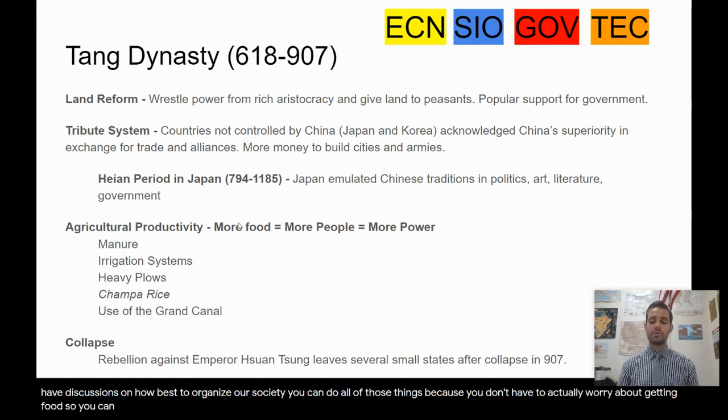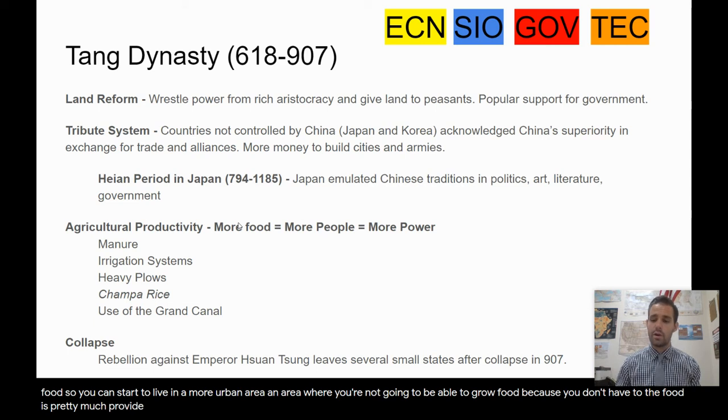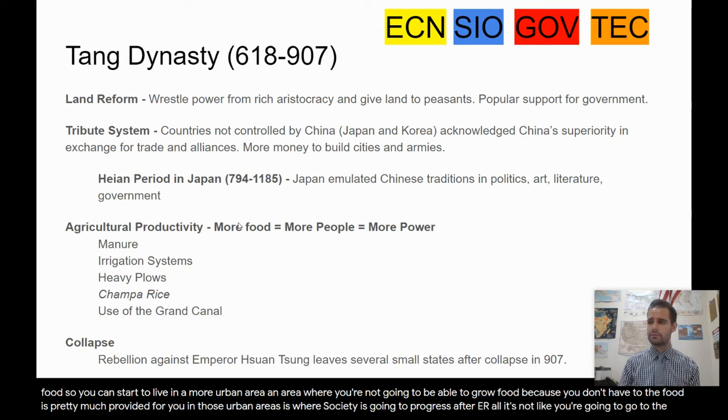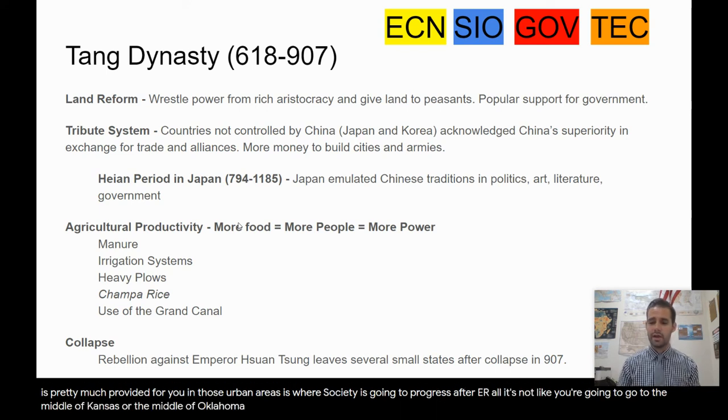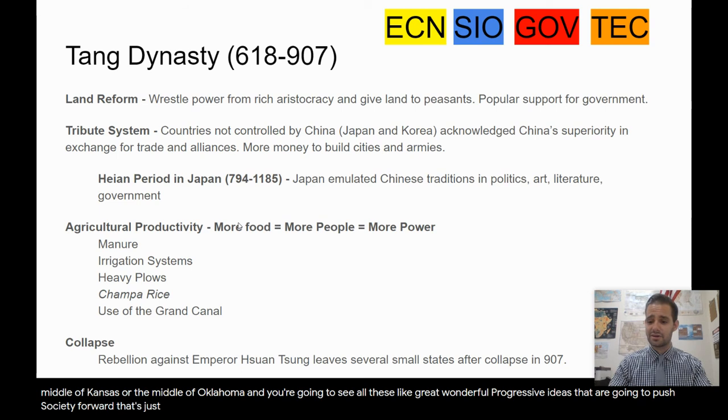So you can start to live in a more urban area, an area where you're not going to be able to grow food because you don't have to. The food is pretty much provided for you. In those urban areas is where society is going to progress. After all, it's not like you're going to go to the middle of Kansas or the middle of Oklahoma and see all these great, wonderful, progressive ideas that are going to push society forward. That's just not going to happen because it's a rural farm area. All of the progressive ideas are going to be in the major cities.